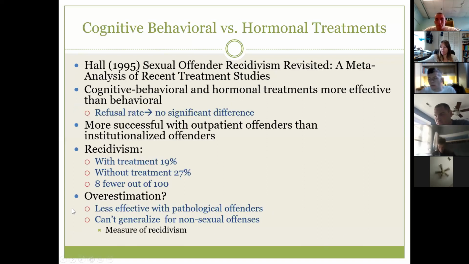Okay. So let's start talking about the effectiveness of these treatments. There was a fantastic meta-analysis that was published quite a few years ago at this point, in 1995. What they were looking at was which of these treatments seemed to work the best. So there are a couple of findings from this study that I want to talk about today. They were looking at all of the treatments for sex offenders. And what they found was that both the cognitive behavioral treatments and the hormonal treatments appeared to be superior to the behavioral treatments. So it seems like the behavioral treatments don't work nearly as well as cognitive behavioral or hormonal treatments.